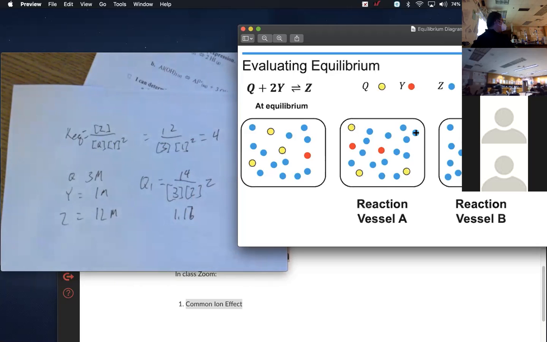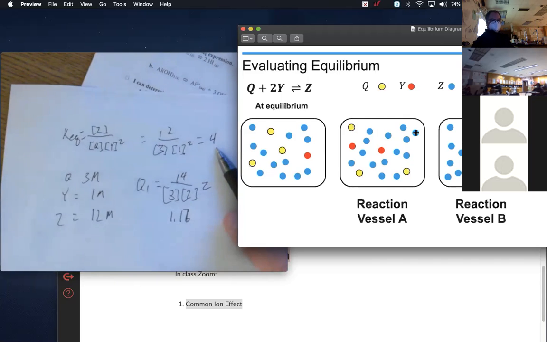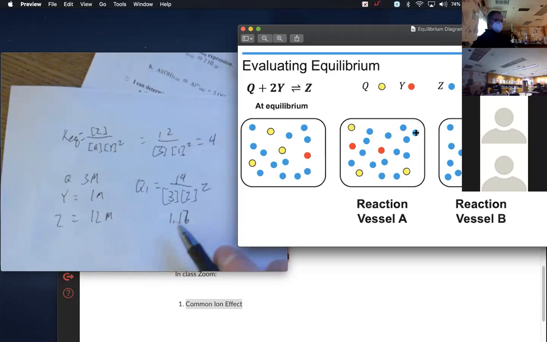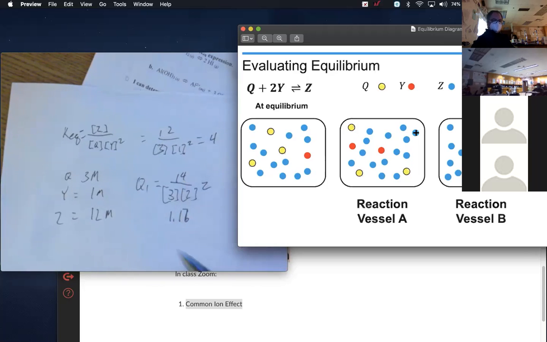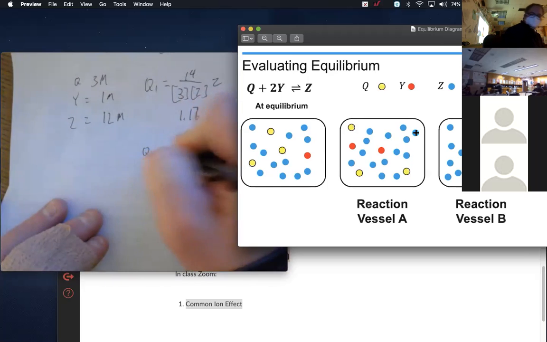Where is this system going? What is it favoring? The forward reaction will be faster or the reverse reaction will be faster? We're at 1.17 for this reaction vessel, and we need to be at 4. So it would be the forward reaction because it needs more product. Got it. We need more product, so the forward reaction is going to be faster. Let's do Q for reaction vessel B.